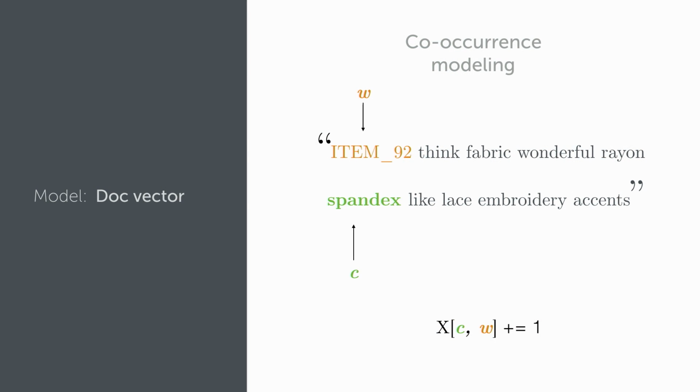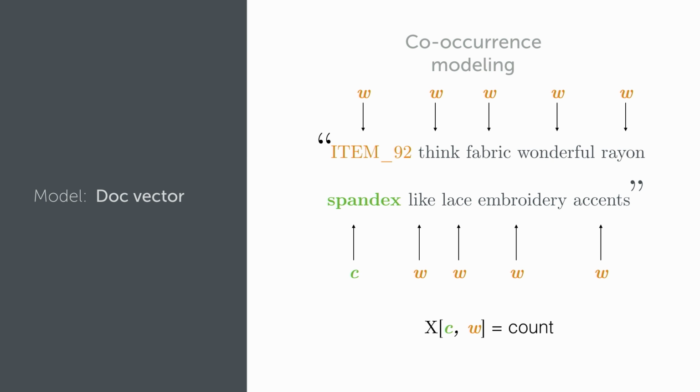And so this model is nice, and it's going to embed both words and items in the same space, and we're just going to start off by counting, right? So we're going to count how many times item 92 showed up around the word spandex, how many times fabric showed up around spandex, and wonderful, and rayon, and so on and so forth, all across some number of words before that word and some number of words afterwards, some window around it, right?